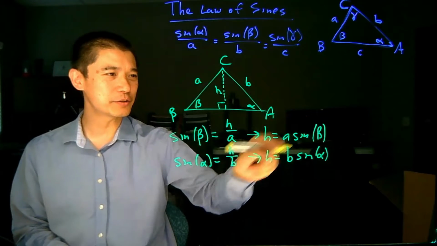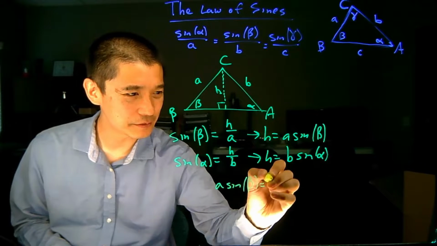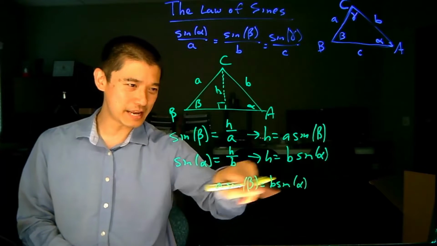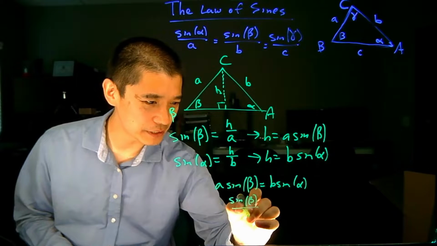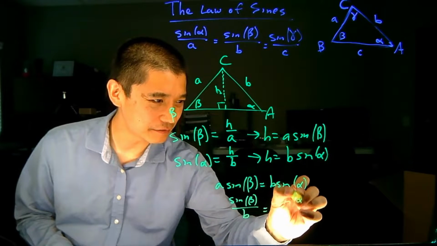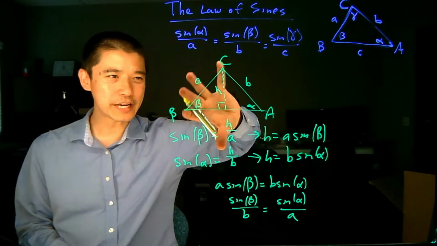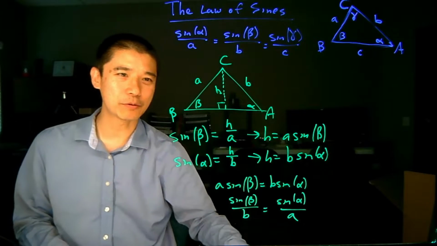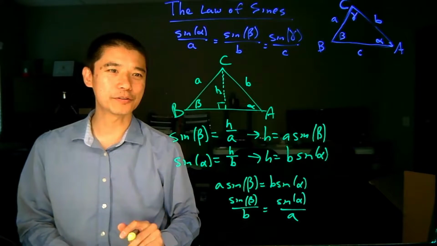And since h is equal to h, these two things are equal to each other. a sine of beta equals b sine of alpha. And if we divide by a and divide by b, we end up getting that this is sine of beta over b equals sine of alpha over a. And that gets us this first one. We can take this triangle and flip it around so that the AC is across the bottom, and the BC is across the bottom, and get the same result.